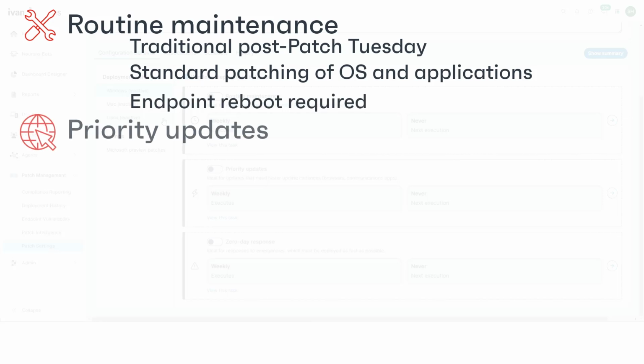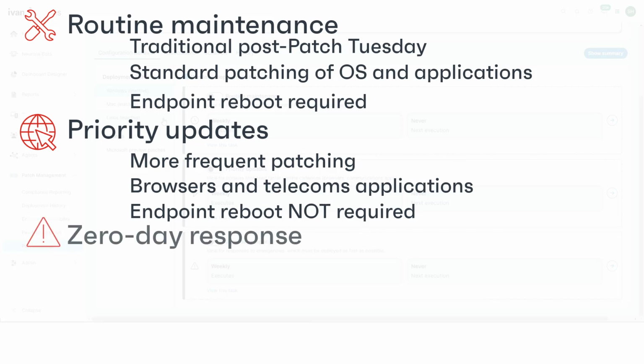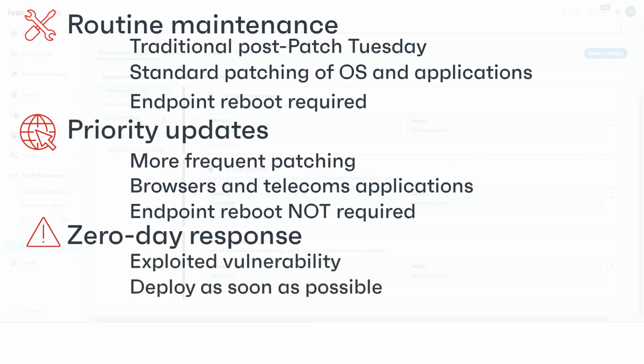Some applications, however, deserve more frequent patching. Browsers and telecoms applications often release updates more frequently, and by their very nature can expose you to greater risk. As these updates rarely require a reboot, scheduling these patch deployments more frequently can reduce your vulnerability with little impact on users. This is the purpose of the Priority Updates task. Finally, there are times when speed is of the essence. If a vulnerability is known to have been exploited, for example, then you will want to get the patch out to everyone as soon as possible. This is the zero-day response.